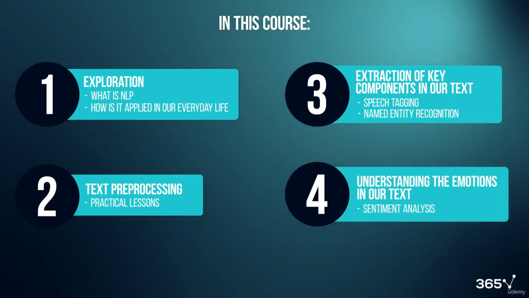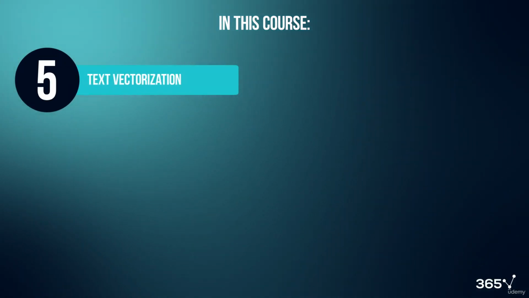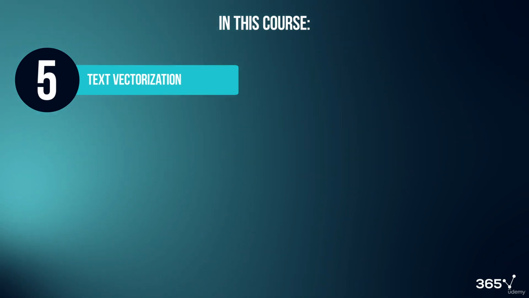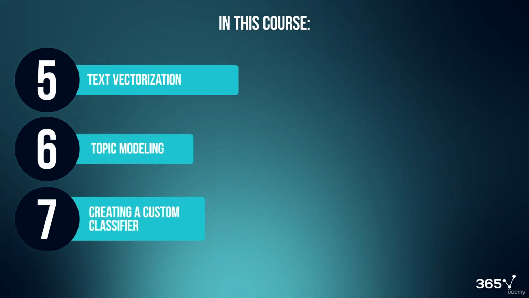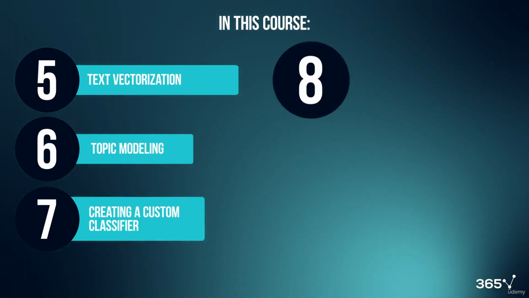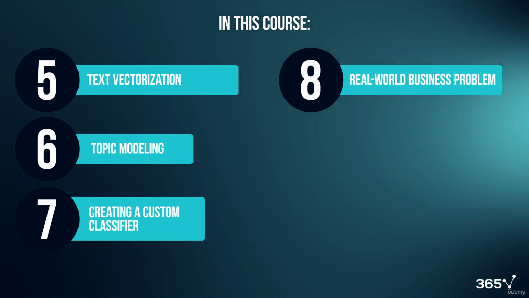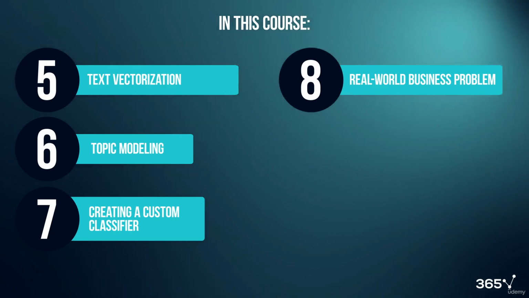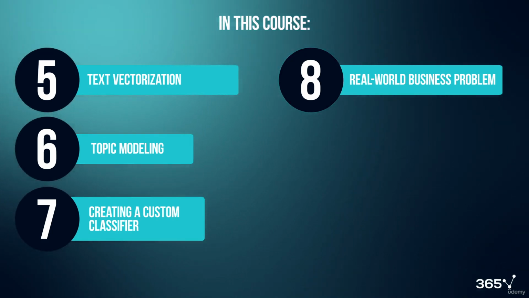We then move on to see how we can prepare data for further machine learning, and we'll cover text vectorization. Once we've done this, we're ready to move on to more advanced topics such as topic modeling and creating our own custom classifier for our text. The final section is a full practical case study where we'll take everything we've learned and apply it to a real-world business problem. You'll then have a notebook to add to your portfolio and show off your new NLP skills.